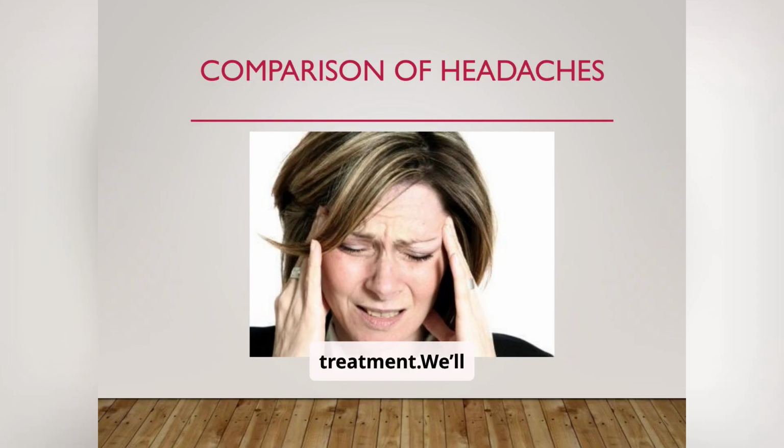We'll compare migraine headaches, intense, often one-sided, with nausea and light sensitivity; tension headaches, tight, band-like pain around the head; cluster headaches, rare but severely painful, around one eye; sinus and TMJ headaches, associated with facial pain or jaw movement.